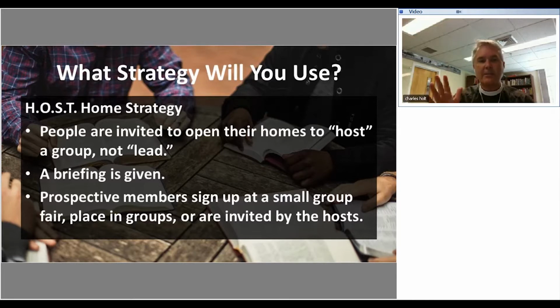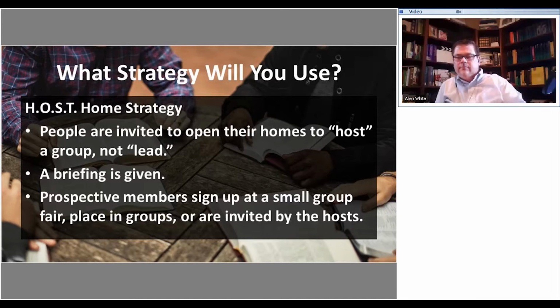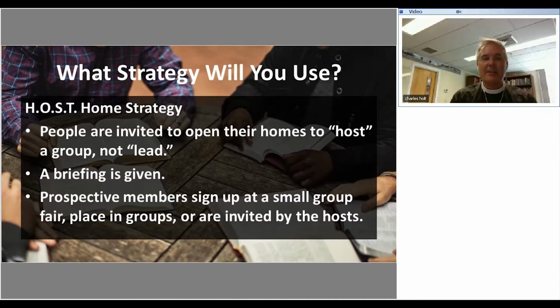So H, you have to have a heart for others. O, you have to be willing to open up your home. S, serve something simple. And T, turn on your DVD player. Back when Rick Warren was doing it, it was turn on your VCR, which very few of us have anymore. And now it might be turn on your computer and live stream it. But the other way I've heard the T used is tell a few friends, which could be used to invite some other people. I've used it both ways, and it works fine.